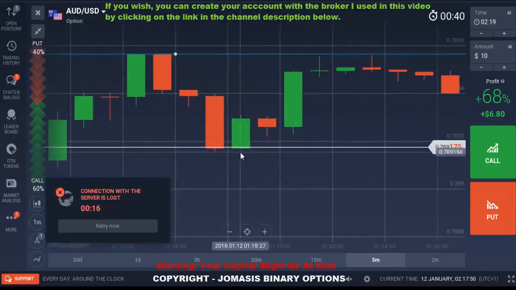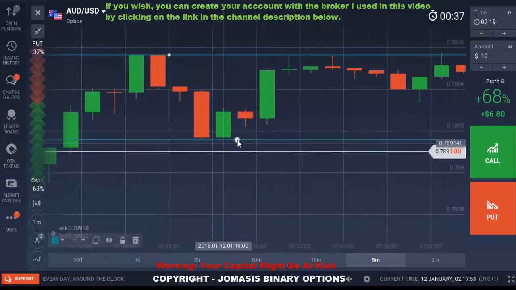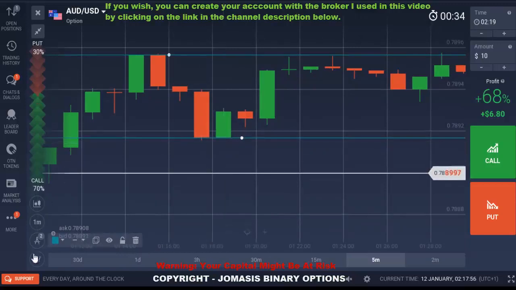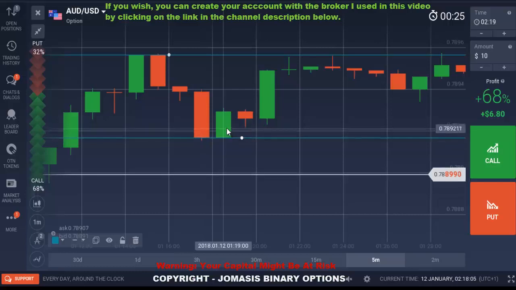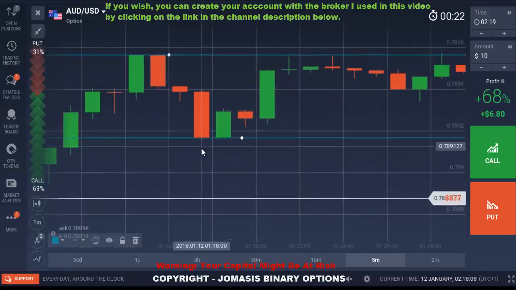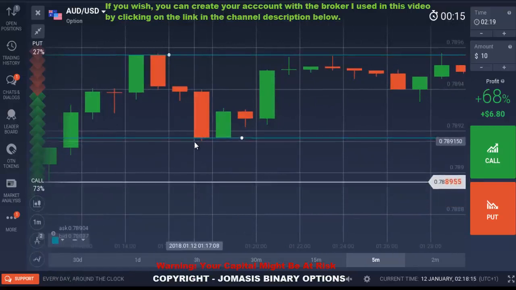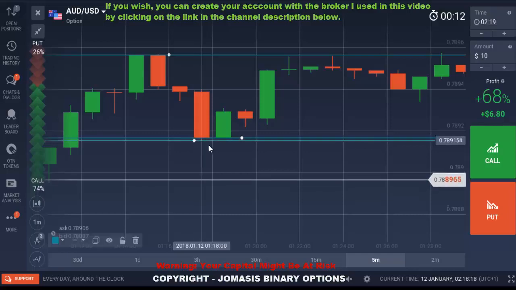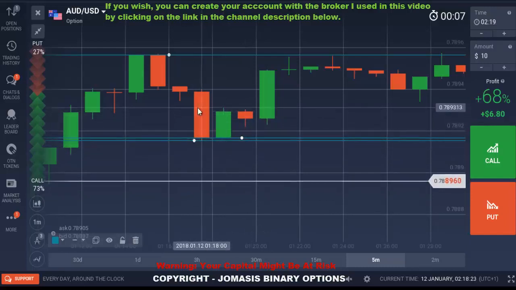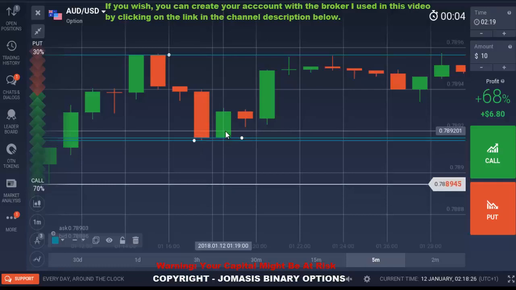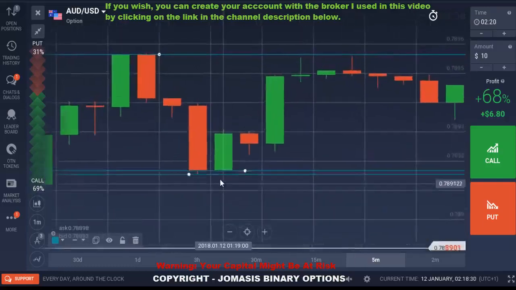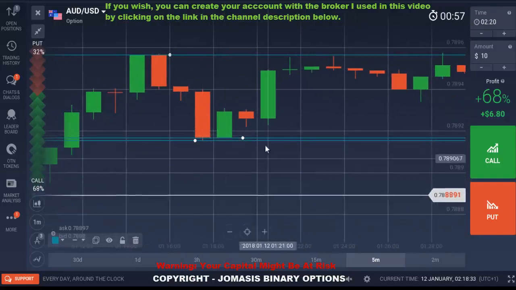So let me draw this support level here. This is the body. This is where the market opened here and closed here, and this green candle opened here. So now I have to draw this tiny wick, you can call it the high or low. That's the lowest level the market could reach before this candle closed at this level and the green candle opened. Now as you can see, we have our support drawn and we have resistance here.